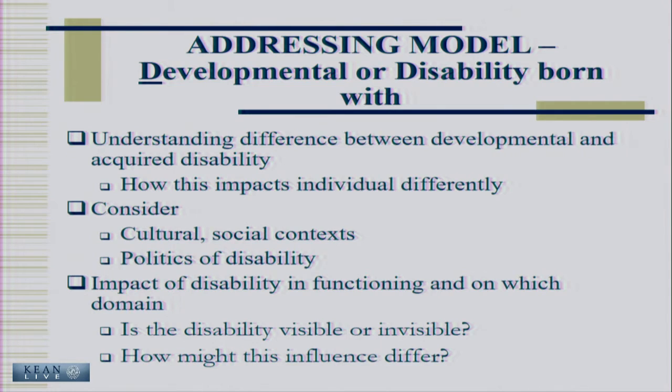Okay, the first D, there's two Ds, developmental or disability born with. So people are going to have a disability that they're born with as compared to a disability that's acquired later on, all right? Why is that important to differentiate between those two? What do you all think? Why is it important to differentiate between someone who's born with a certain disability at birth as compared to someone who experiences some sort of injury or something later in life that leaves them with a disability?